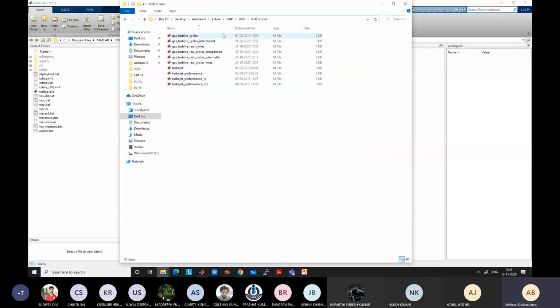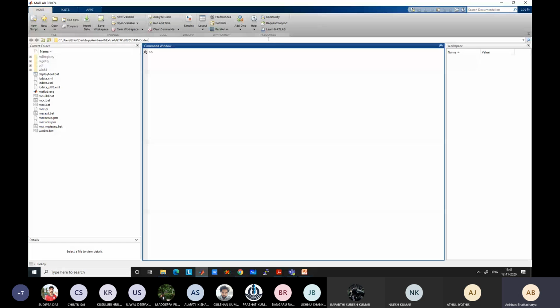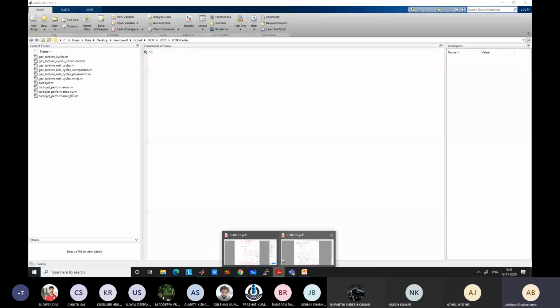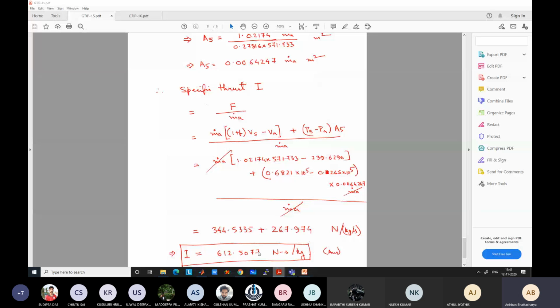In the previous class yesterday, I showed you one case of how to do the design point calculation for a turbojet engine, and we saw the code also, not in detail, but with the output of the code, and that matches with the calculation that we did by hand, by solving this problem. The same problem was written in the code also.